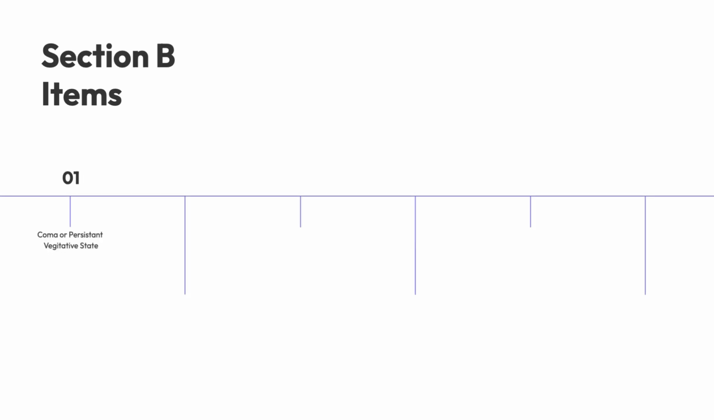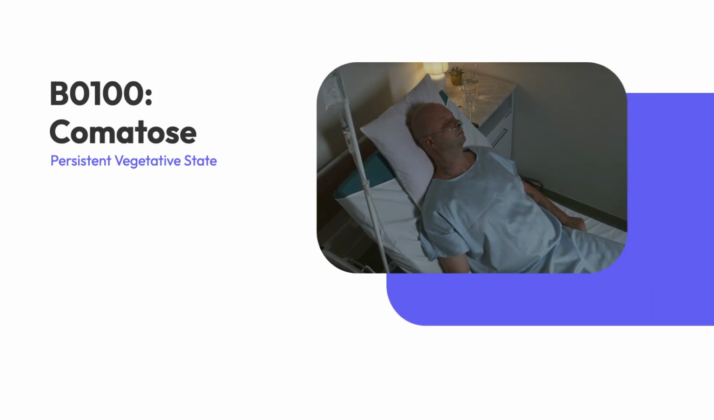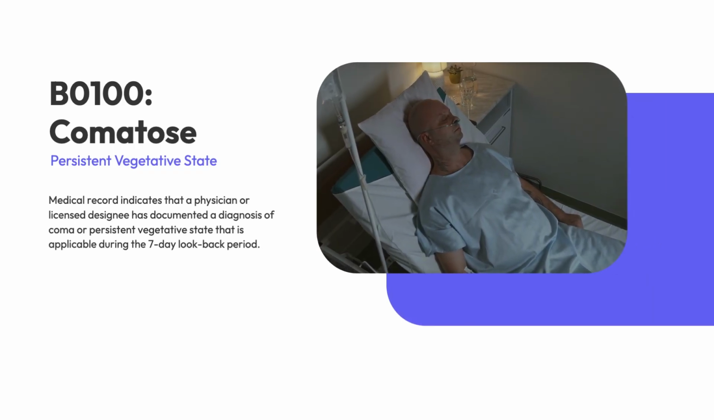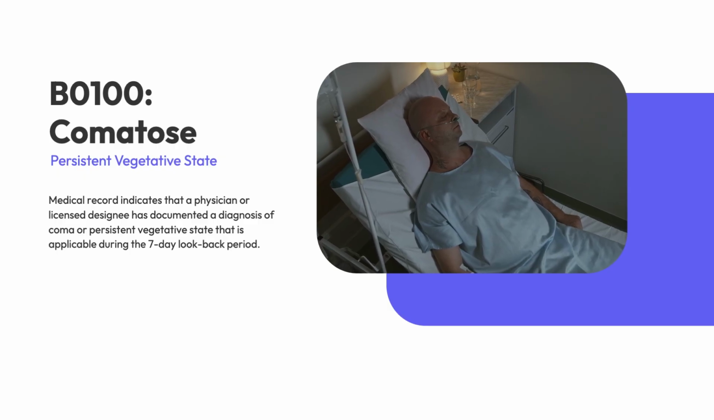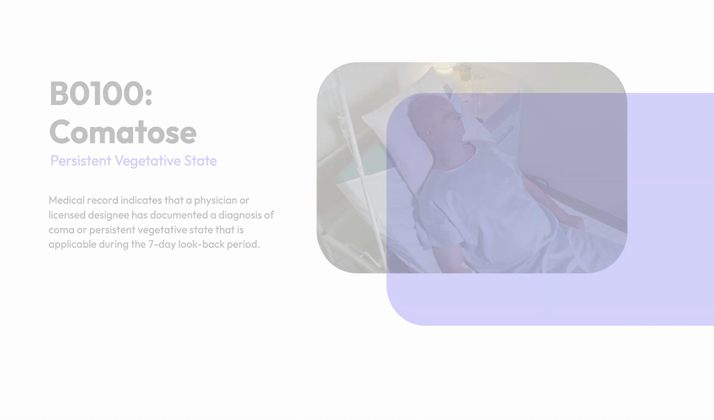Items included in this section are coma or persistent vegetative state, hearing and the use of hearing aids, speech clarity along with the ability to be understood and understand others, vision and the use of corrective lenses, and health literacy. Under Item B0100 comatose, we're determining if the medical record indicates that a physician or licensed designee has documented a diagnosis of coma or persistent vegetative state that is applicable during the 7-day look-back period.